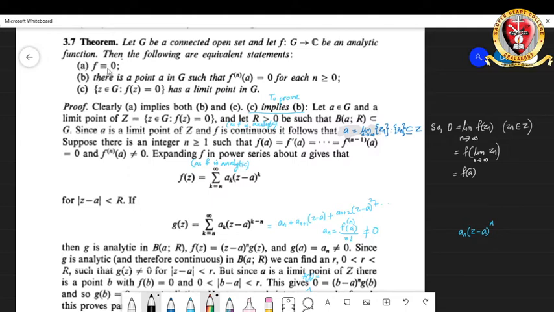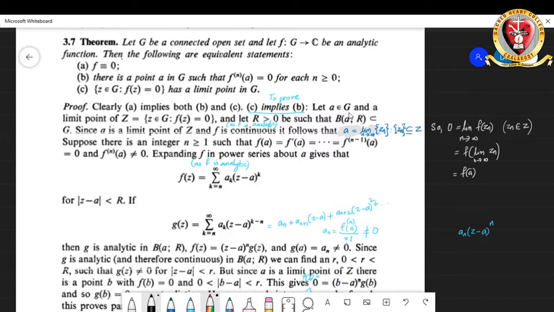Whenever we assume f is identically equal to 0, B and C are obvious statements. Now we are going to prove C implies B. So we are assuming that the set of all elements in G such that f of z is equal to 0 has a limit point in G, and we are going to prove B.